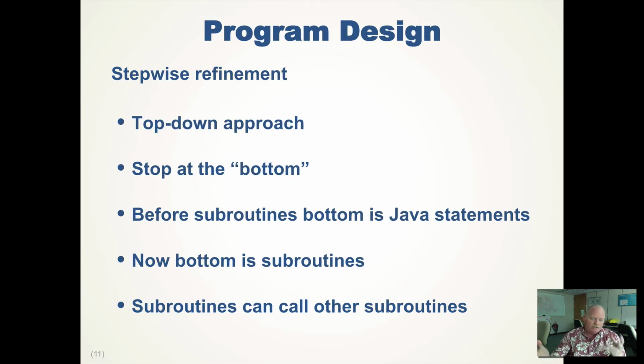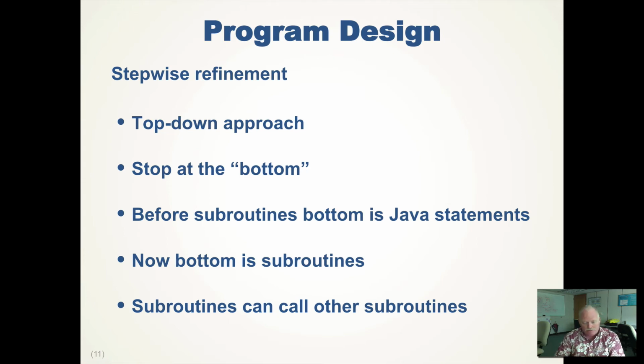So let's step back a little bit, now that we've talked about subroutines, and talk about how we do top-down design. We talked about stepwise refinement, where you describe the problem and the steps to break down the problem, and you keep breaking down each step until we finally get to the bottom. Before we had subroutines, the bottom was pseudocode statements that we could directly replace with Java statements. Now we have subroutines, so we can stop before we get down to the finest level.